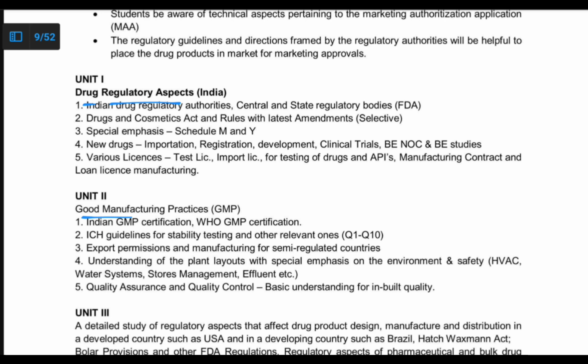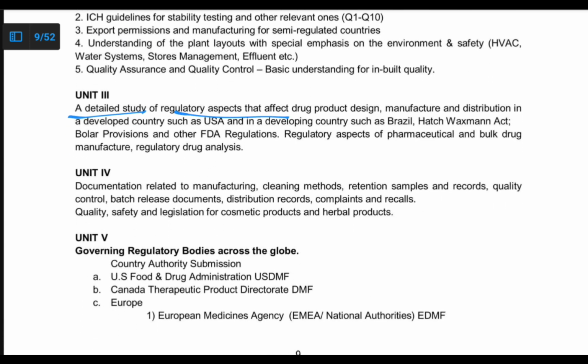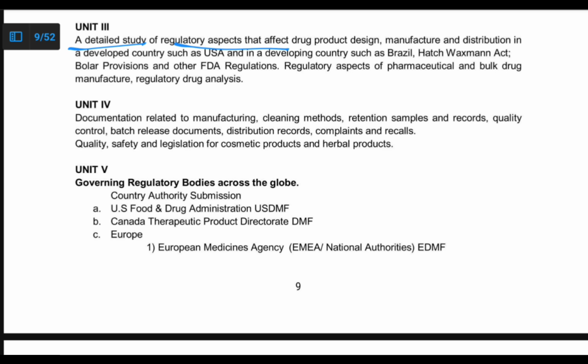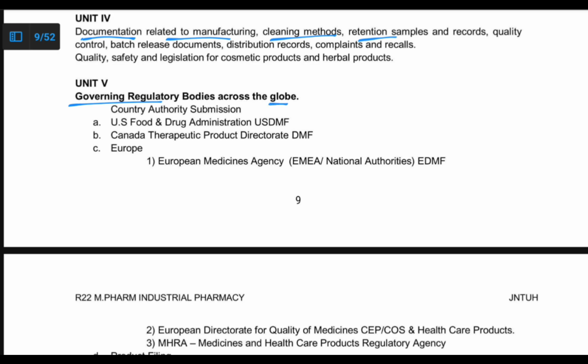Drug regulatory affairs. Drug regulatory aspects in India, good manufacturing practices, detailed study of regulatory aspects of the affected drug product design, documentation related to manufacturing, cleaning and retention samples, governing regulatory bodies across the globe.